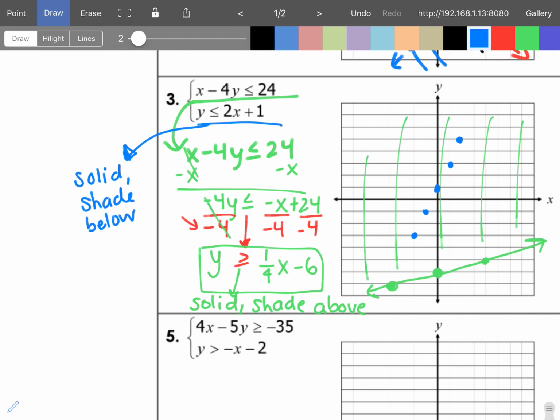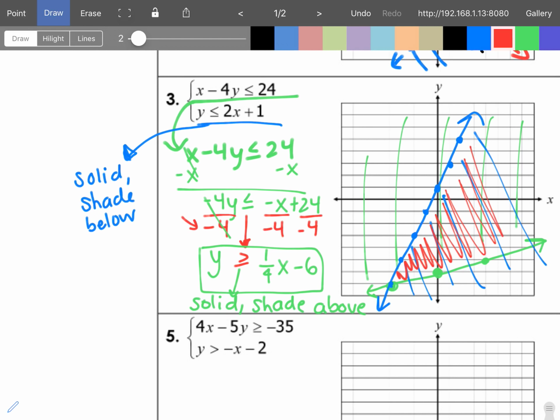Okay, so this is a solid line. So I'm going to draw a solid line, and it says shade below, so I'm going to shade below the line. Where do the two meet? In this big section right here, this is where the shading of the two lines meet. So that's our answer. Always shade that darker so I know on your test or quiz that this is the right answer.